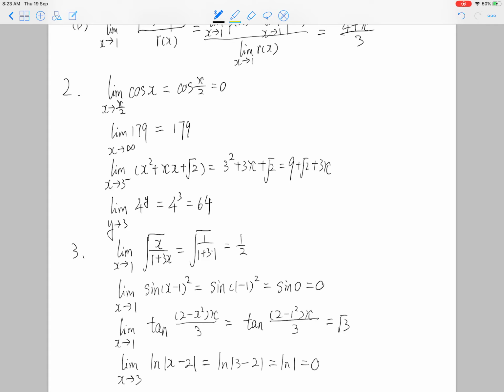Last part, the limit of tangent inverse, x is approaching square root of 2, of x squared over 2. Again, you can just sub in. It's tangent inverse of 1, so it's pi over 4.